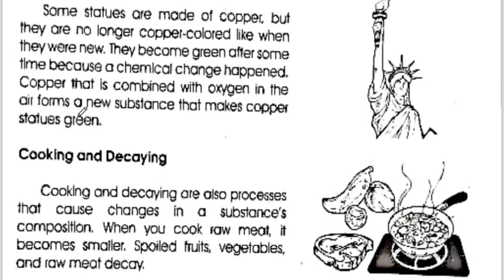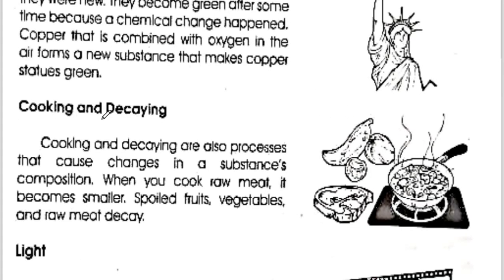Then another example is cooking and decaying. Cooking and decaying are also processes that cause changes in substances, or chemical change. When you cook raw meat, it becomes smaller. And then spoiled fruits, vegetables, and raw meat decay. That is also an example of chemical change.